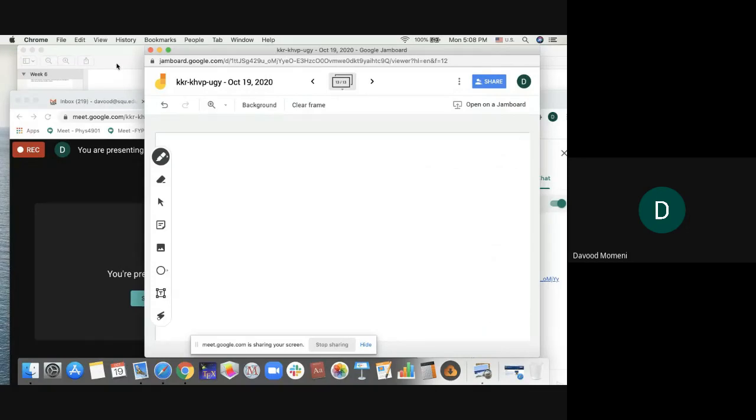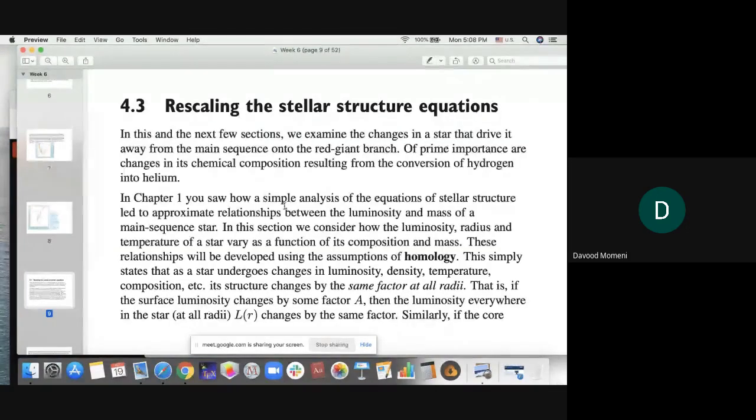What is scaling? Scaling of a structure, the stellar structure equations. You remember the equations which we have? We have the equation for the gas, the equation of mass balance, the equation of luminosity or radiation, the hydrostatic equilibrium equation, and one which needs gravitational energy. So we have four or five equations along with the equation for the gas.